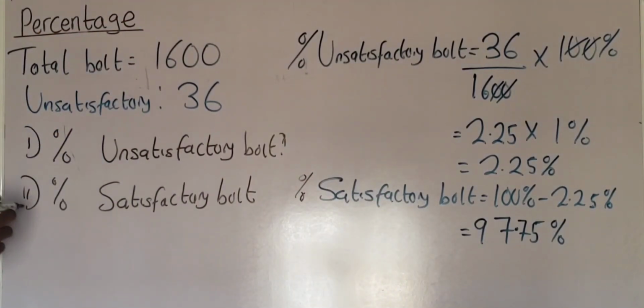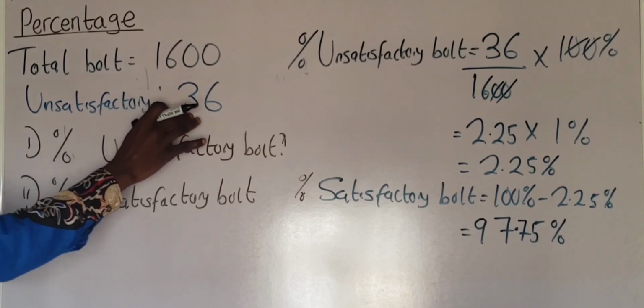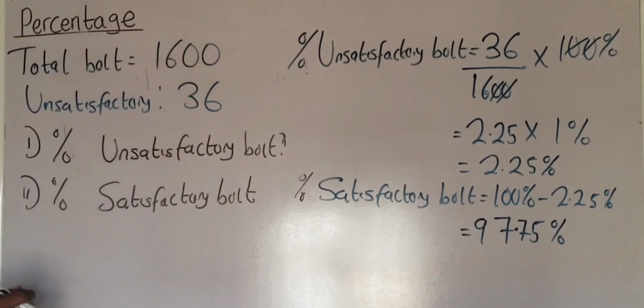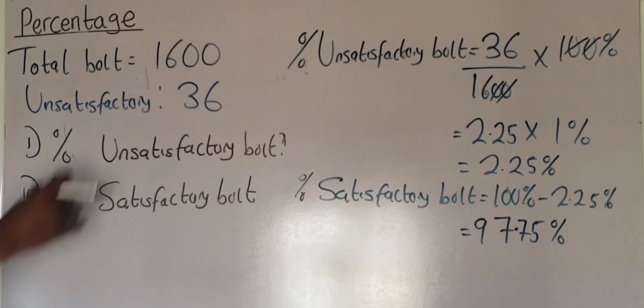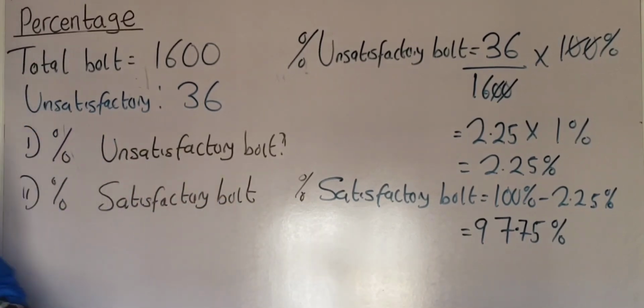Okay, now let's proceed. For the second method, just subtract this from this. You're going to get 1,564. Then after that, you're going to divide 1,564 by the total number of boats, multiplied by 100. You're going to get this. You understand? So it's also the same step. You're going to get the same answer. So that's the first question.